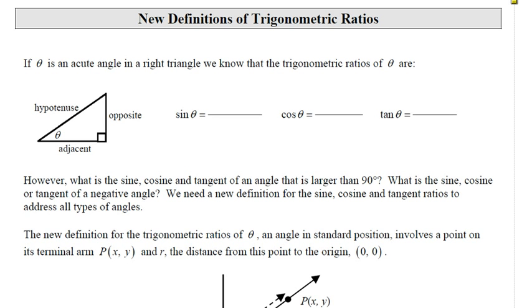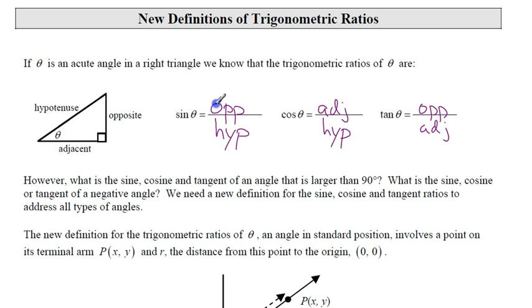So let's go back to our original definitions. In a right angle triangle, sine theta is equal to opposite over, and cos theta is, and tan theta is. However, what is the sine, cos, and tan of an angle larger than 90 degrees? What's the sine, cos, or tan of a negative angle? We need a new definition for sine, cosine, and tangent ratios to address all types of angles.